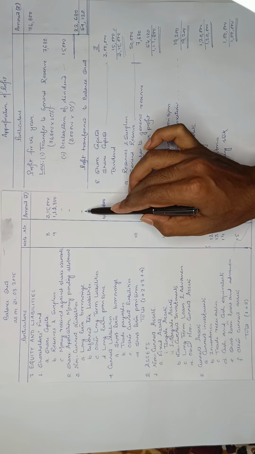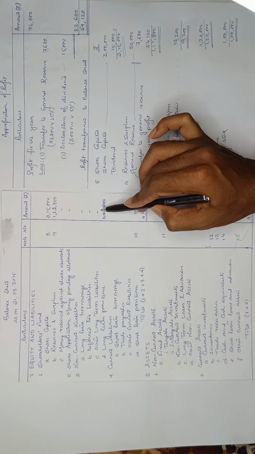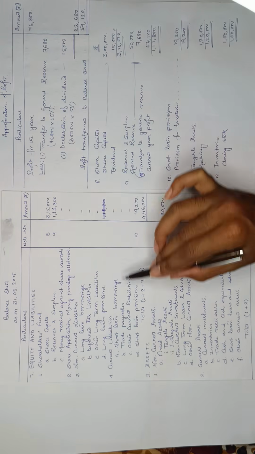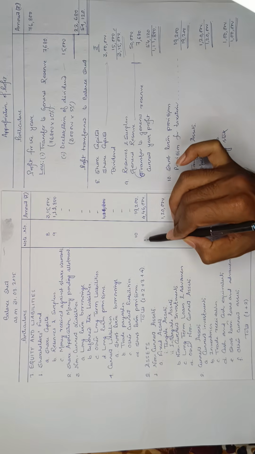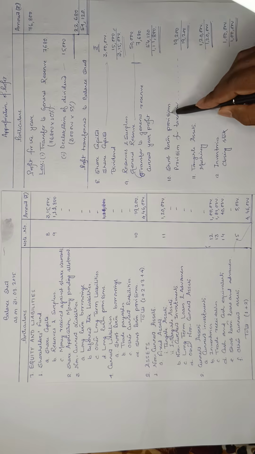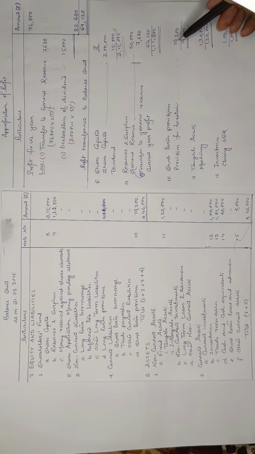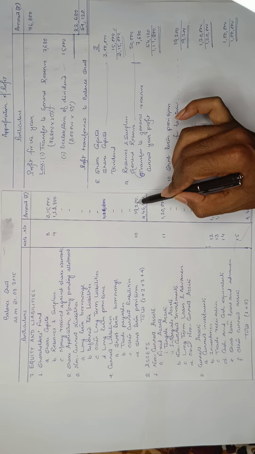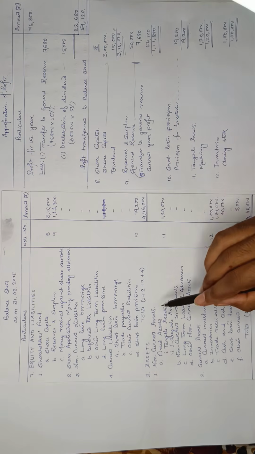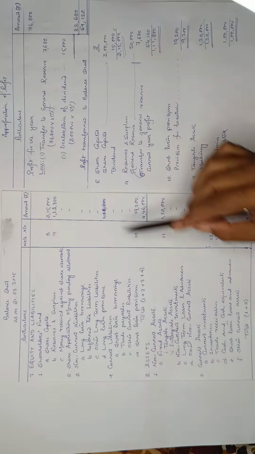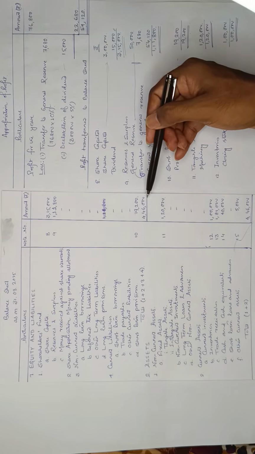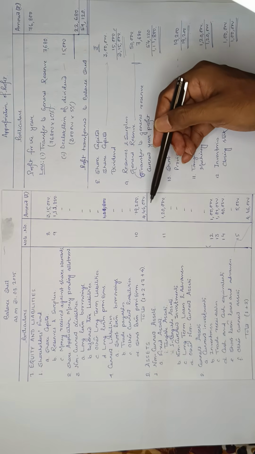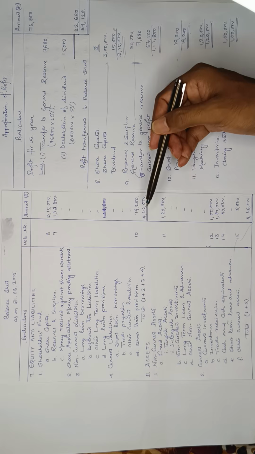Long-term borrowings, deferred tax liabilities, other long-term liabilities, long-term provisions: no such information. There are no current liabilities. Only you have the short-term provision, which is the provision for taxation. The provision for taxation is 20% on the profit before tax amount, which is 19,200. So 19,200 is the amount of short-term provision. Now if I combine all these four, I will get the amount of 4,46,000. So 4,46,000 is the amount of equity and liabilities.